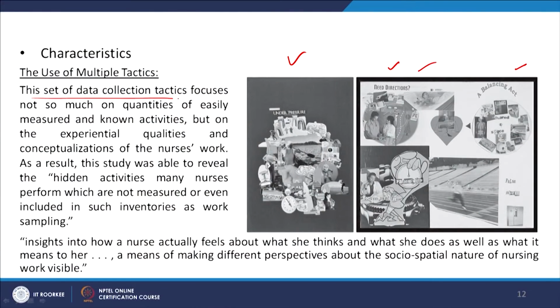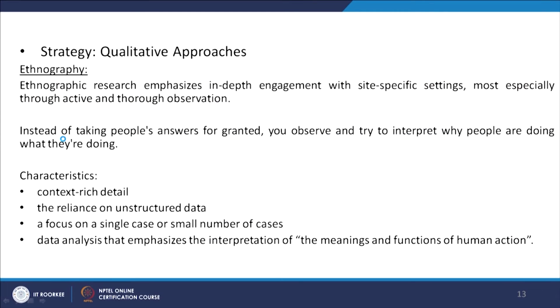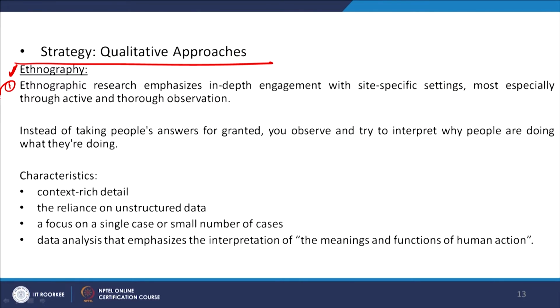So this data collection of tactics focuses not so much on the quantitative data, but on the qualitative, second layer of data, which helps him to interpret and gives a better insight on this particular task. So next we will discuss the strategies of qualitative approaches. One strategy is ethnography, another strategy is phenomenology. Another is grounded theory, which we are not discussing. If you are interested, you can read more about grounded theory, ethnography, and phenomenology. The first strategy is ethnography.